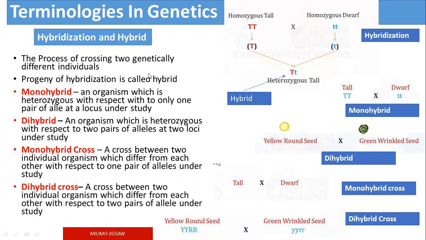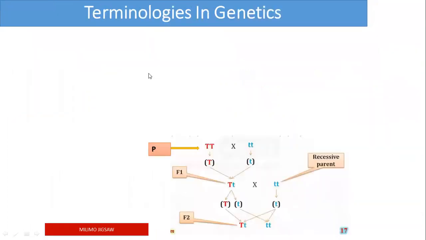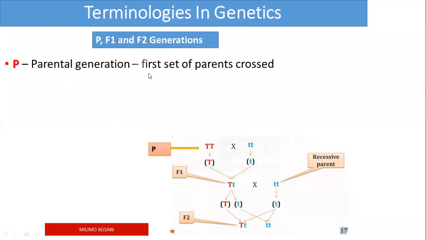The other terminologies that we encounter throughout our course are the P, F1, and F2 generations. So P is simply the parental generation. It's simply the first set of parents that are crossed. So in the case of a crossing between a homozygous dominant and a homozygous recessive parent, we have capital T's and small t's being crossed. So this is the parental generation, the first set of parents that are crossed.